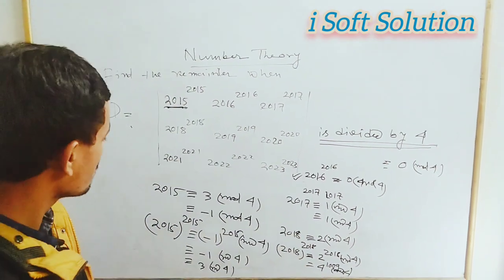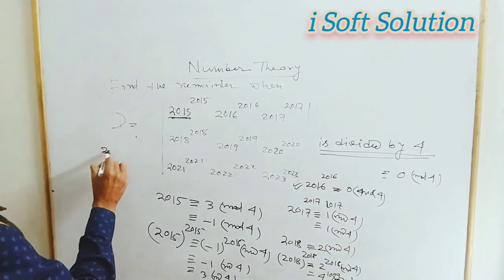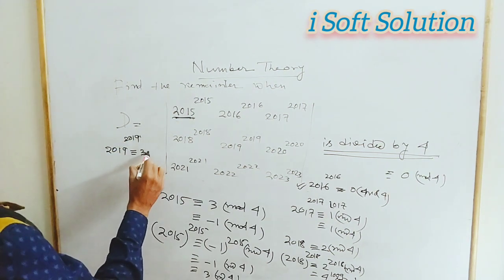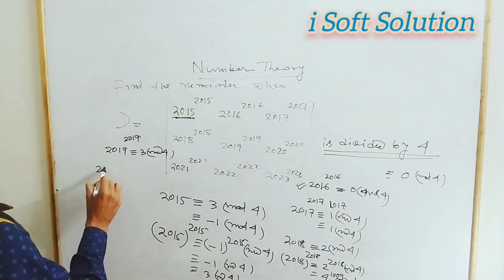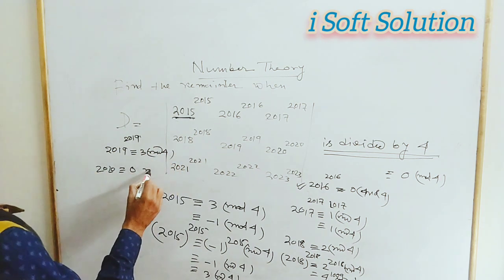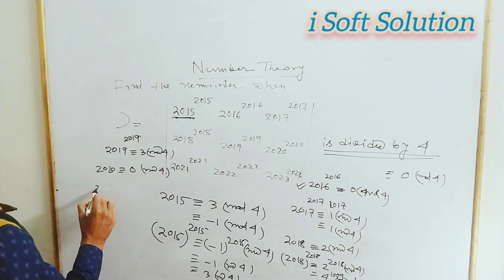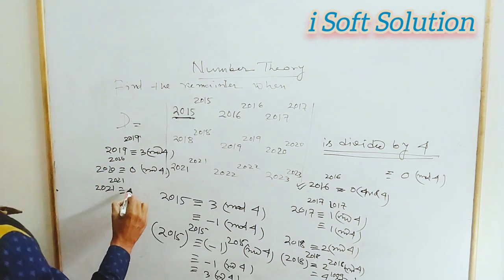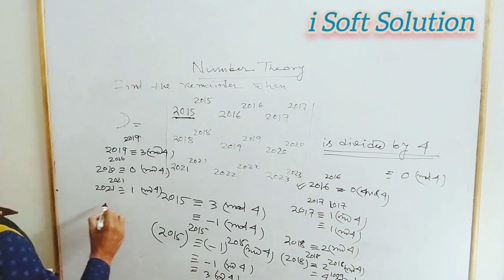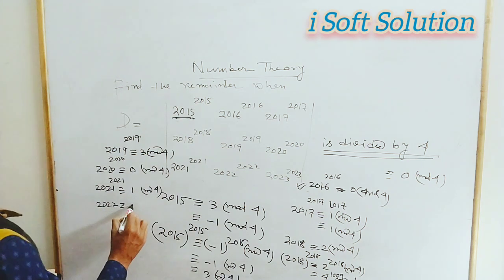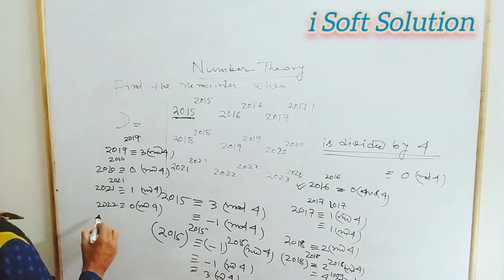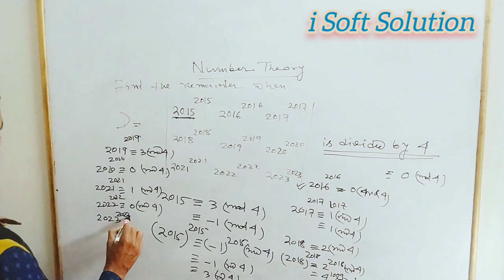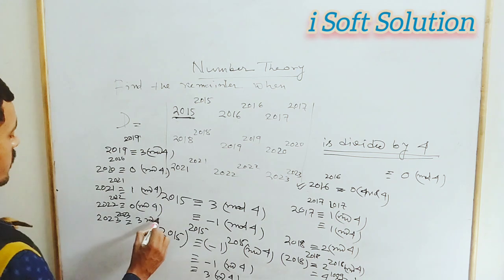Now proceeding the above way, we have 2019 to the power 2019, that is also 3 mod 4. 2020 is equal to 0 mod 4. 2021 to the power 2021 is congruent to 1 mod 4. 2022 is congruent to 0 mod 4. And at last 2023 to the power 2023 is also congruent to 3 mod 4.